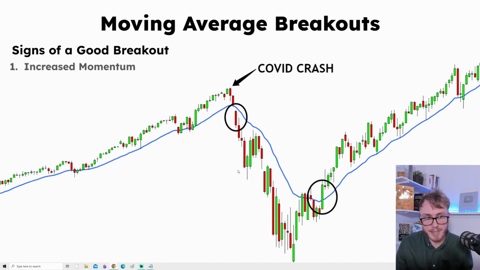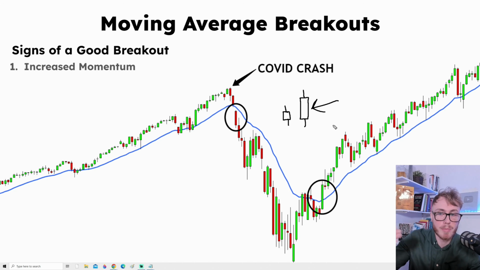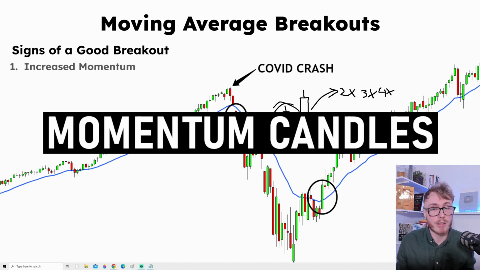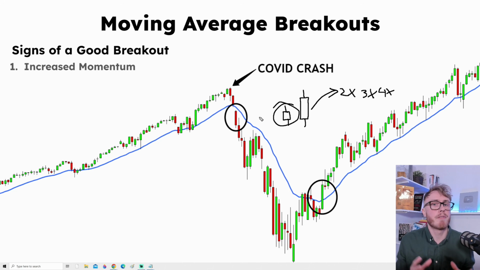And the very first sign we need to look out for is increased momentum. And one simple way to measure momentum is to measure the real body of the candle. So if you, for example, take a look at this candle right here compared to this candle right here, this candle has much more momentum. And when a candle is at least twice as large, but preferably, 3 times as large or 4 times as large as the previous candles, then we usually call the candles momentum candles. So when we see the breakouts here, preferably we want to see momentum candles.